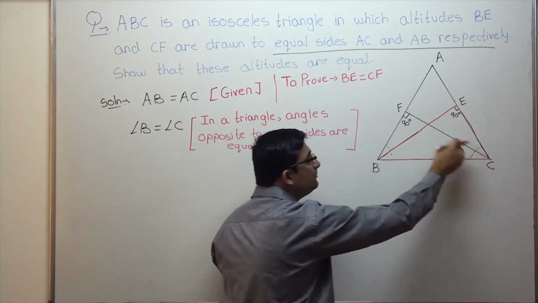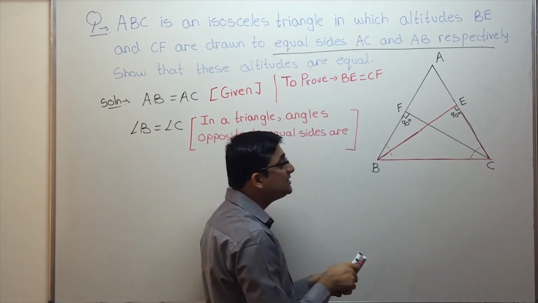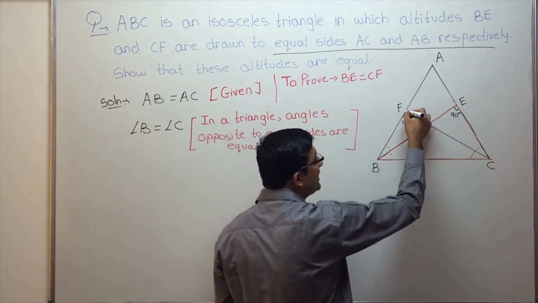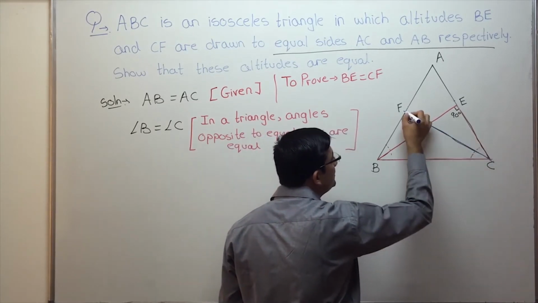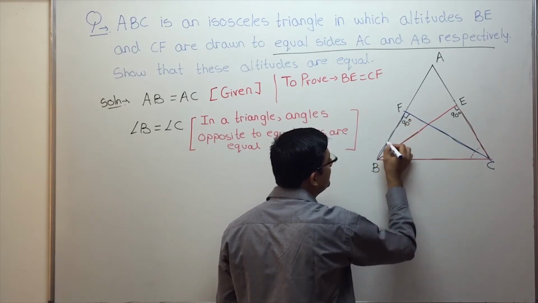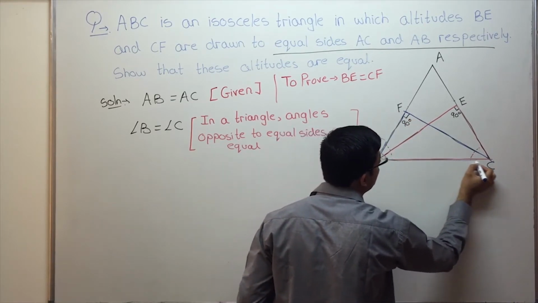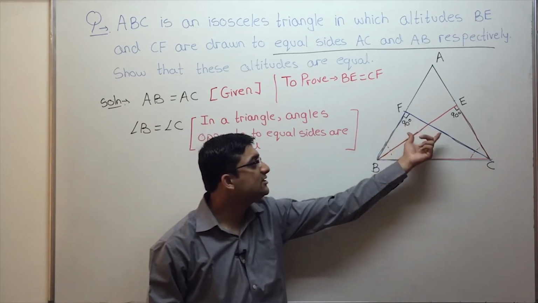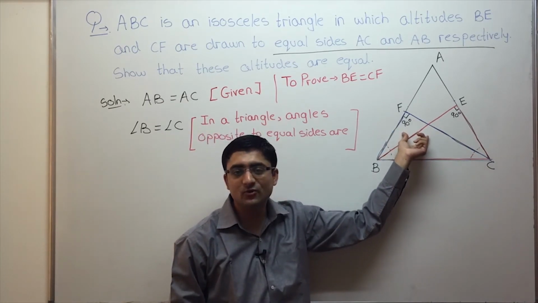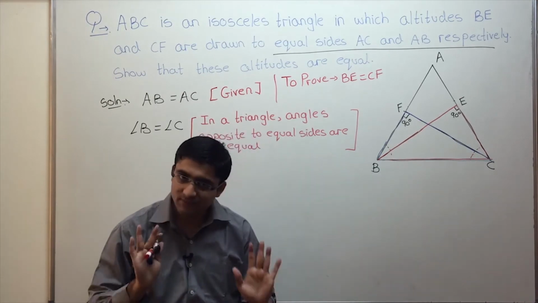So in triangle BEC, BE is a side. Similarly, choose a triangle which has CF as its side. Triangle CFB. That is this triangle over here. Right? So all you have to do is select two triangles which have these as their sides. Now the moment I show these two triangles to be congruent, we'll get BE is equal to CF. I hope that is clear.